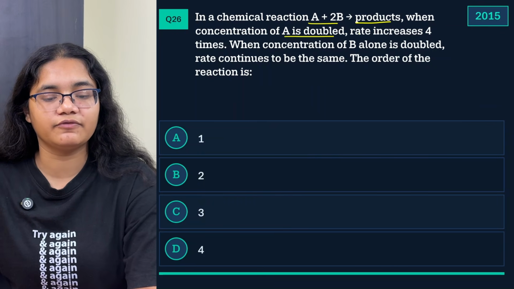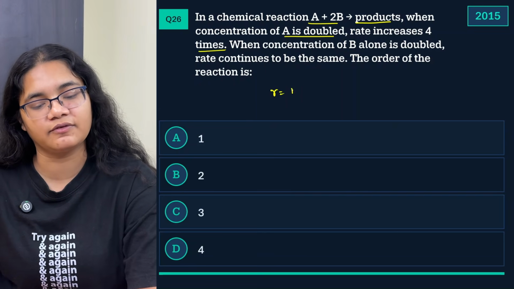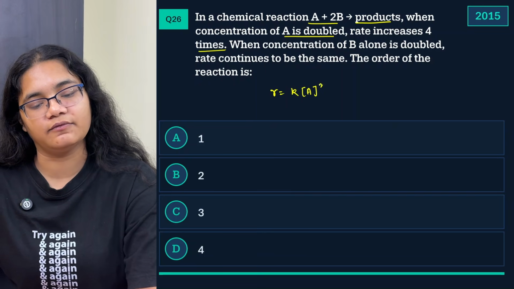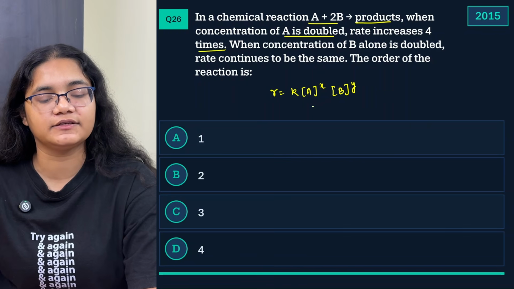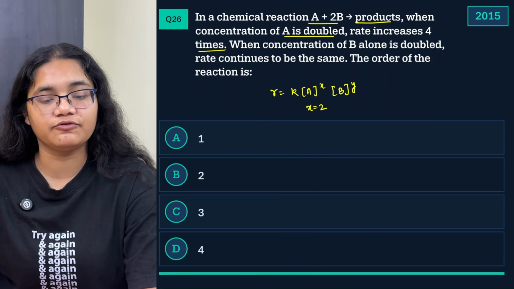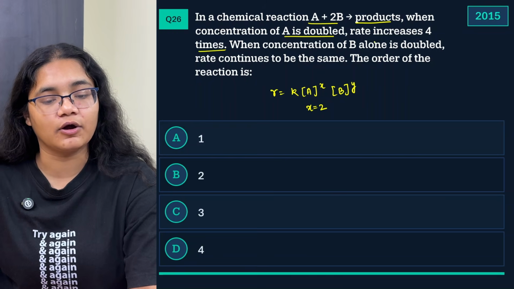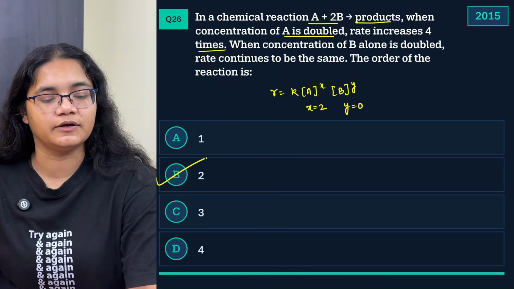In a chemical reaction, A plus 2B gives you product. When the concentration of A is double, the rate increases 4 times. That means with respect to A. So first if I write A^x B^y, when the concentration of A is double, the rate increases 4 times. So that gives me the value of x is equal to 2. Now when concentration of B alone is double, the rate continues to be same. That means y is equal to 0. The order of the reaction will be 2 here.